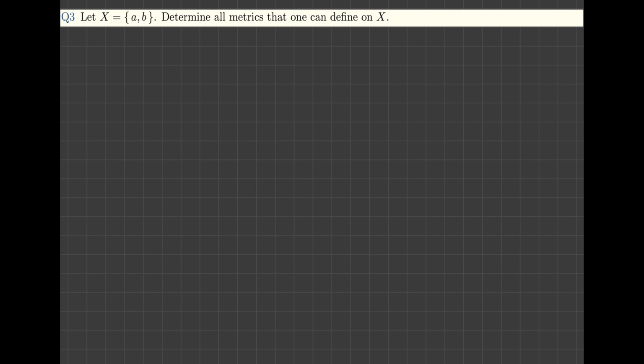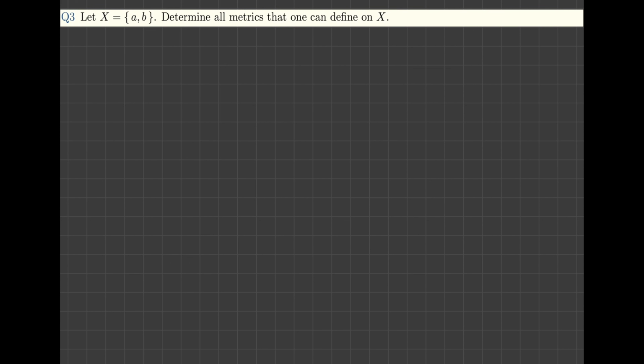Hello, in this video I solved the third problem in problem set 1. Let us read the question together. Let X be equal to the set containing A and B, distinct elements A and B. Determine all metrics that one can define on this set X.